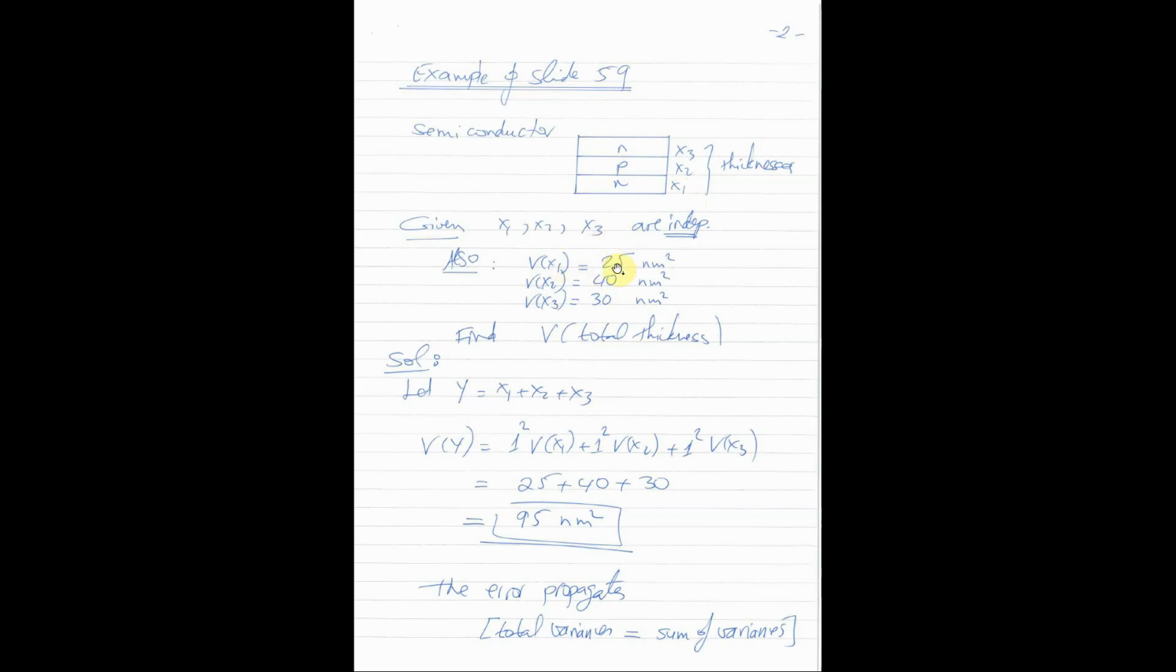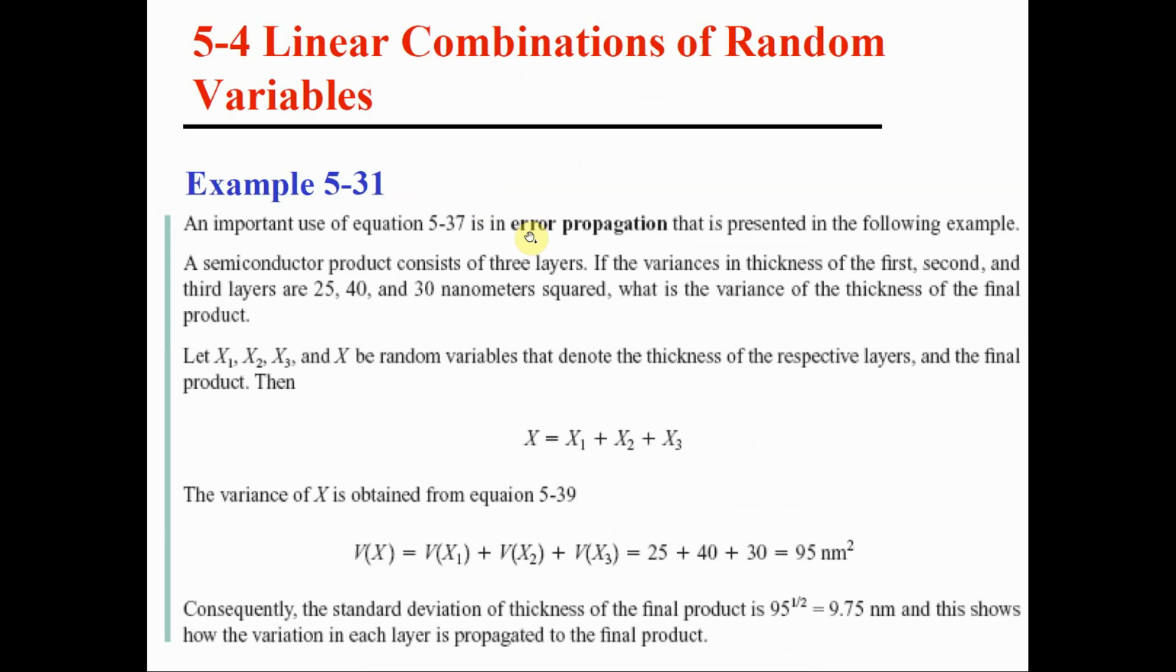Okay, so you can think of variance of X1 as the error in the first thickness, variance of X2 as the error in the second thickness, variance of X3 as the error in the third thickness. And we have noticed that the error in the total thickness is just the sum of them, which becomes bigger. So we say the error has propagated. So the error in 1 and the error in 2 and the error in 3 added up to give us the error in the total. So this is the idea of error propagation.